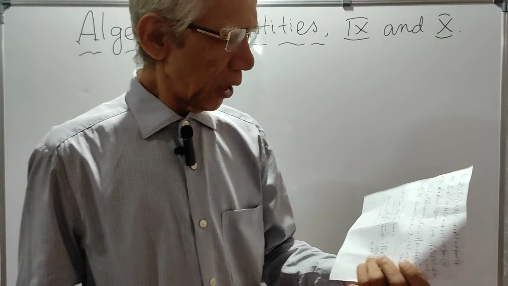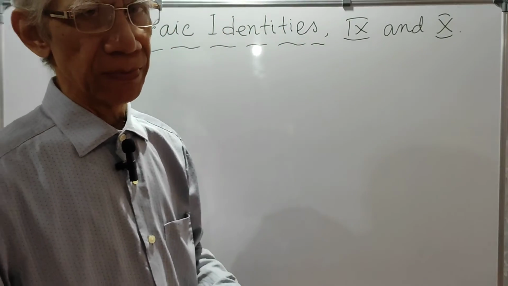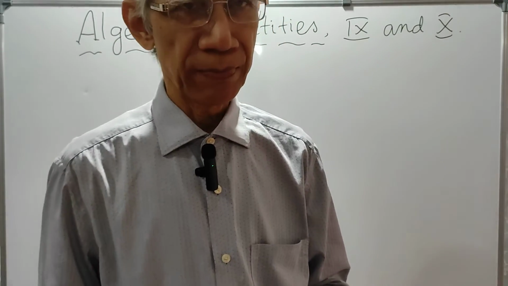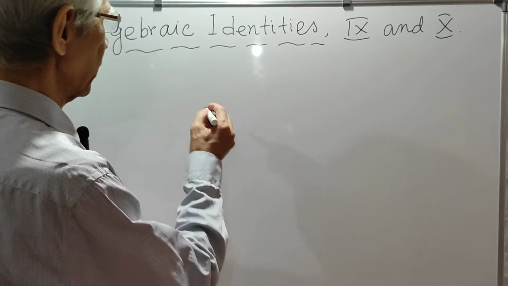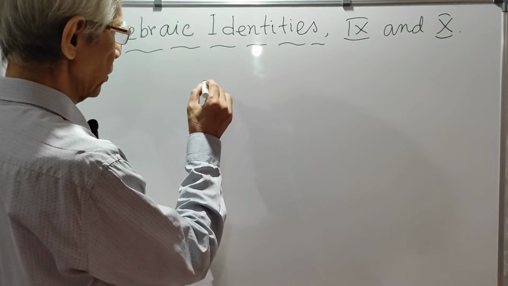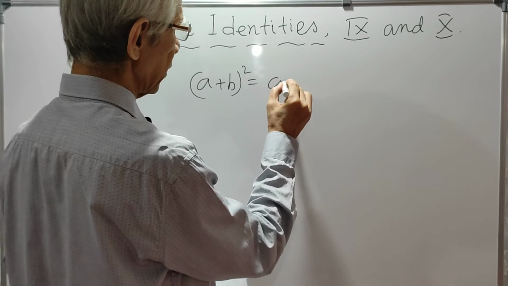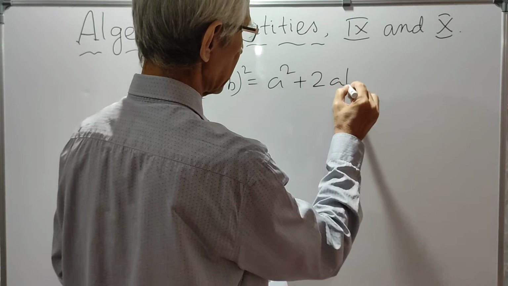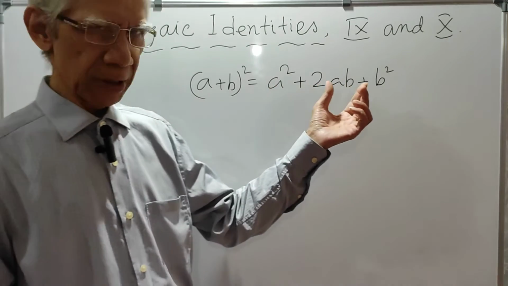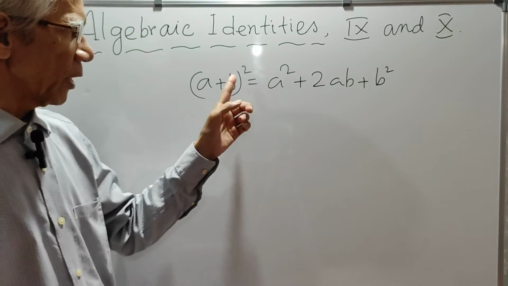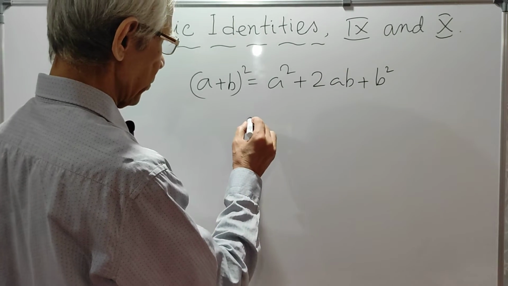First of all, let me discuss what is meant by identities and how it is different from an equation. An identity is basically an equation. For example, this is the first identity, well known: a plus b whole square equal to a square plus 2ab plus b square. Most of you are aware of this one. This is an identity. Now, suppose this one.